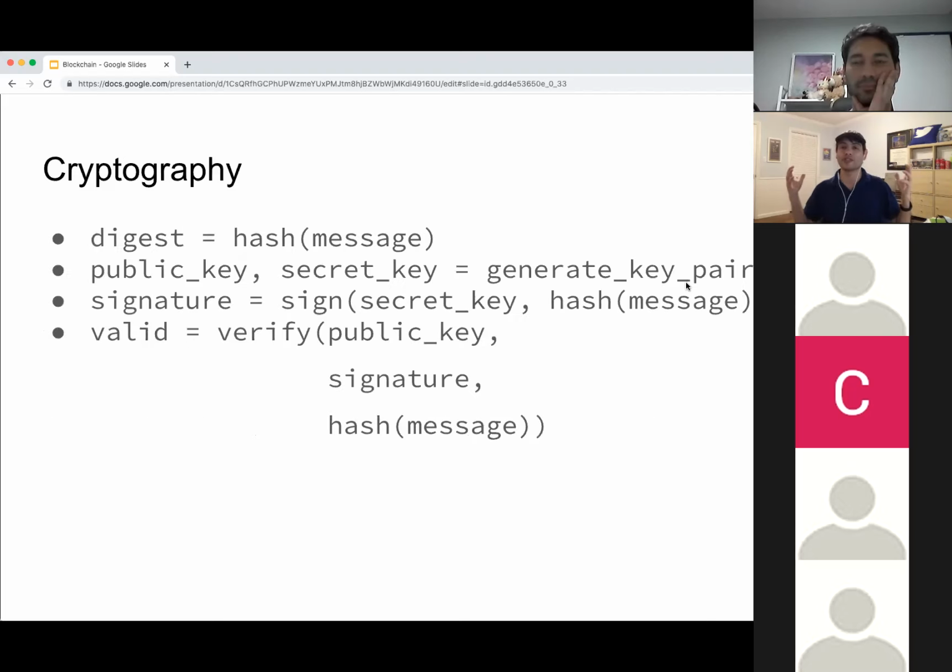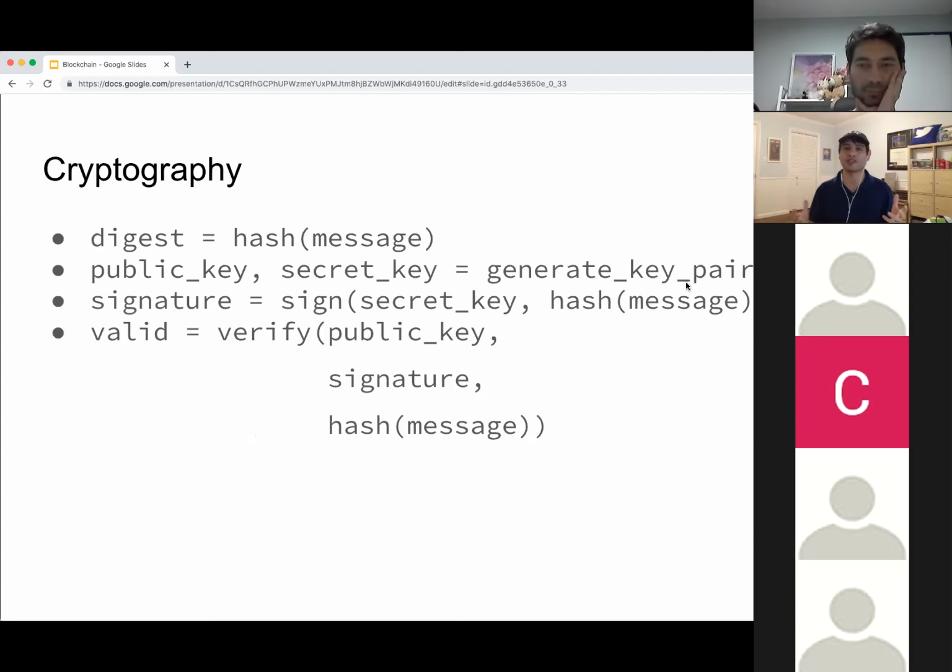So congratulations, you now know all of the cryptography that is necessary to understand how blockchains work and how cryptocurrencies work. You have reached the state of the art of the cryptography that is the cryptocurrency.